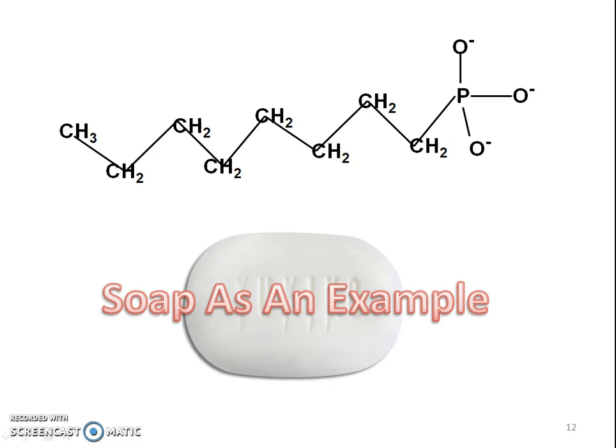So let's look at soap as an example. We're going to use this as an example because what does soap do? Well, soap cleans things. But this is a molecule of soap. Notice it has two parts to it. It has your organic part of CH2s and CH3 here at the end. And then you have this phosphorus with all these oxygens surrounding it. So you kind of have two ends to soap.